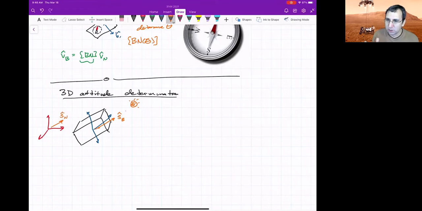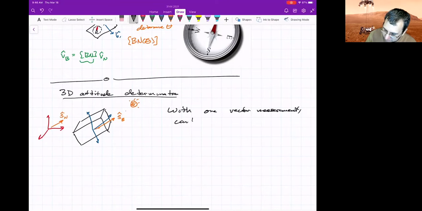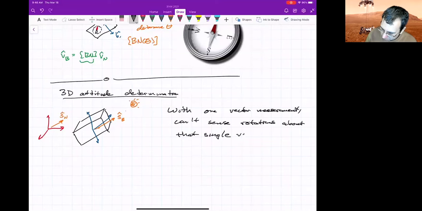With only one measurement, we cannot sense rotations about that axis. So to actually fix the complete 3x3 rotation matrix, we need a second direction. So you need more than just one. So that might be worth saying: with one vector measurement, you don't know if you're rotated about it. You can't sense rotations about that single measurement. So you need a second vector that's not collinear.